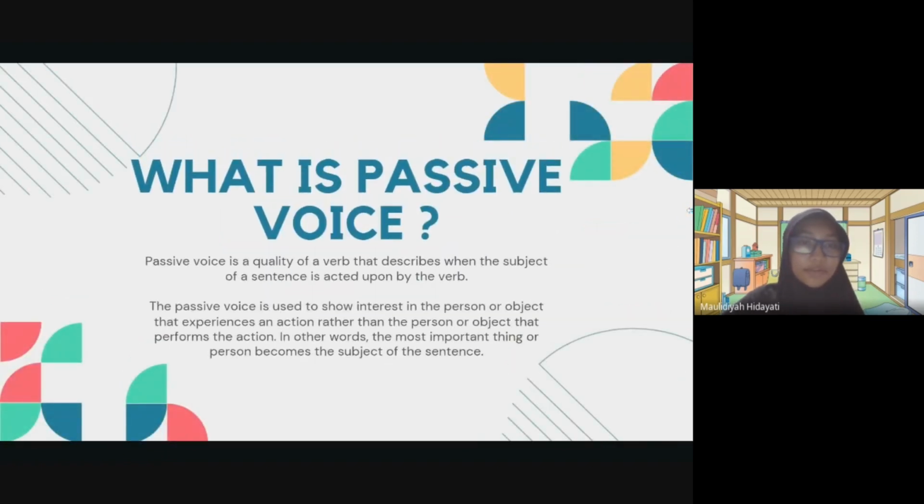What is passive voice? Passive voice is a quality of a verb that describes when the subject of a sentence is acted upon by the verb. The passive voice is used to show interest in the person or object that experiences an action rather than the person or object that performs the action. In other words, the most important thing is the person or object that becomes the subject of the sentence.